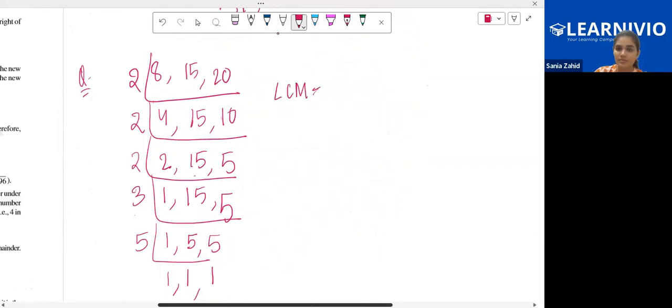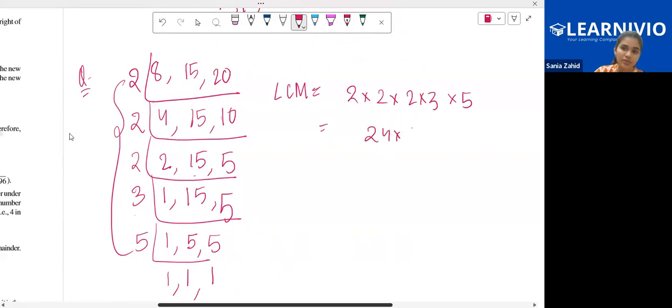So what is the LCM now? Multiply 2 into 2 into 2 into 2, 3 into 5. So what do you get? 8. 24 into 5. 120. Okay, now what will I do for 120?